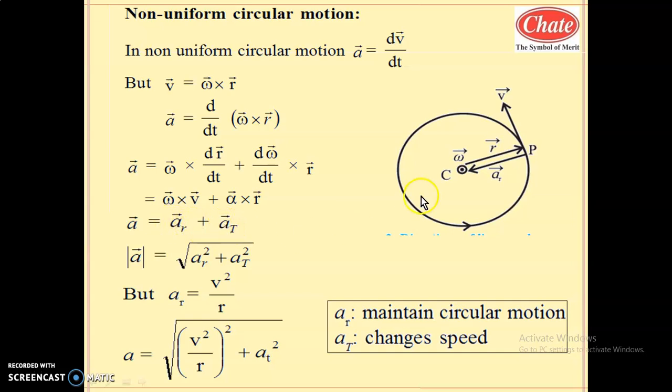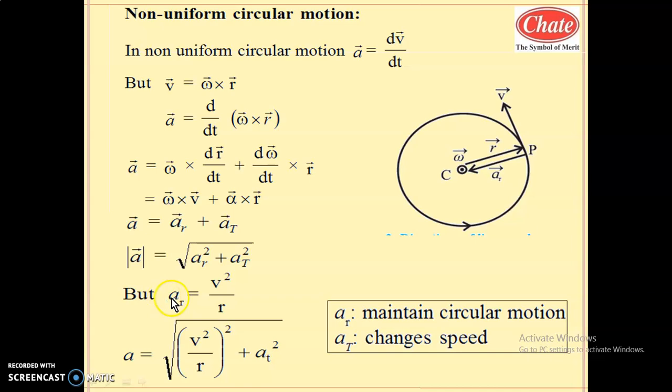The angle between these two vectors, that is along the radius toward the center and along the tangent, is 90 degrees. Radius and tangent always have an angle of 90 degrees. Hence cos 90 becomes 0. As cos 90 becomes 0, the magnitude of the resultant of two vectors with an angle of 90 degrees is simply given by under root of p square plus q square, that is ar square plus at square. So the magnitude of net acceleration is under root of ar square plus at square.